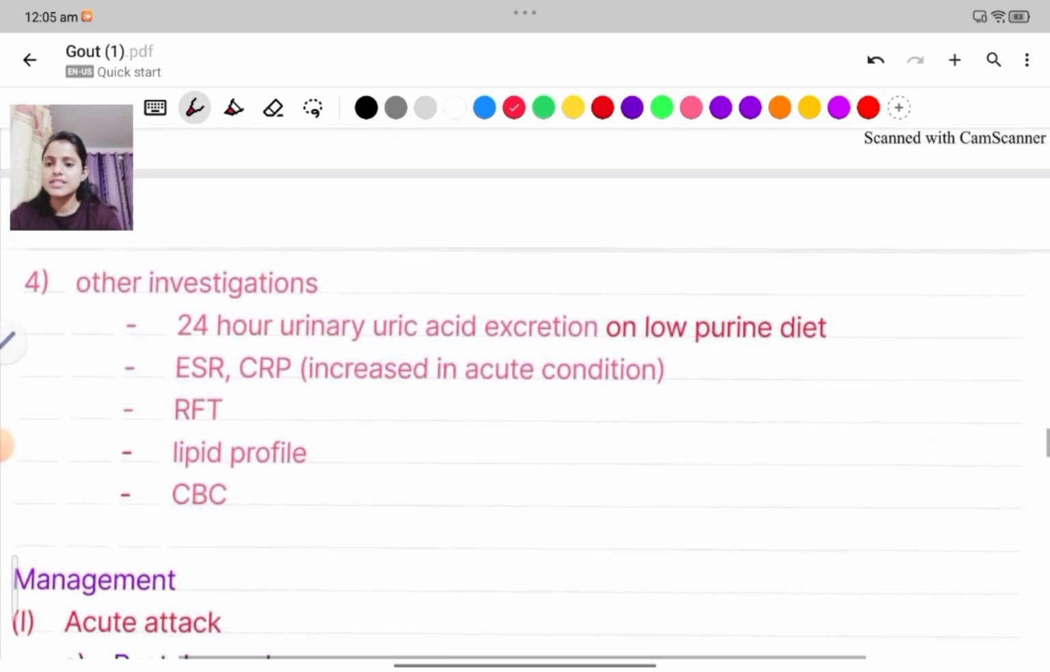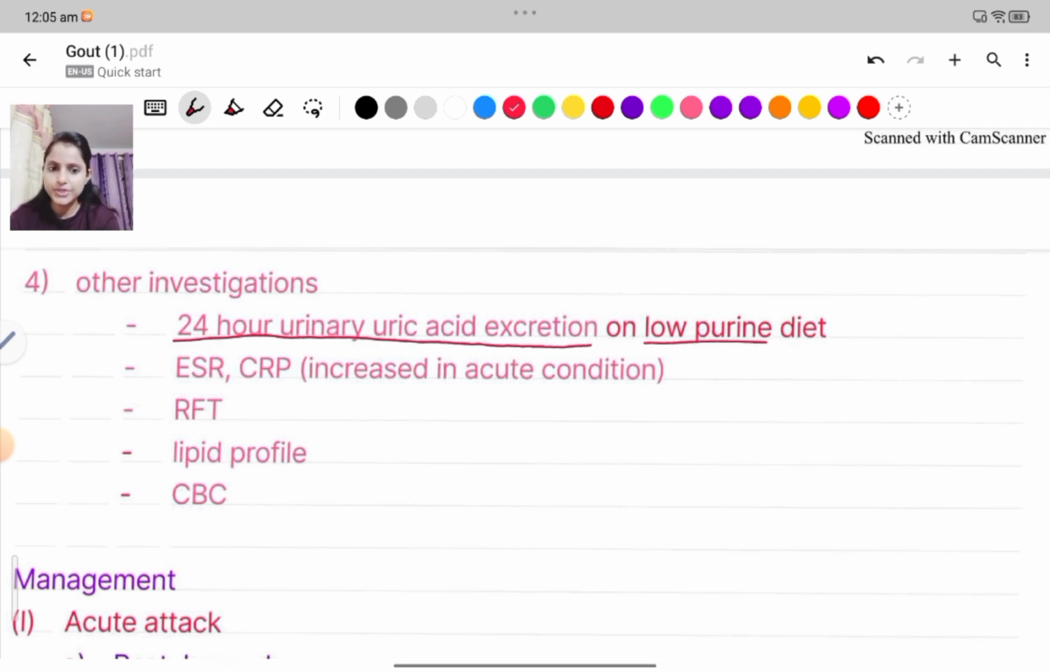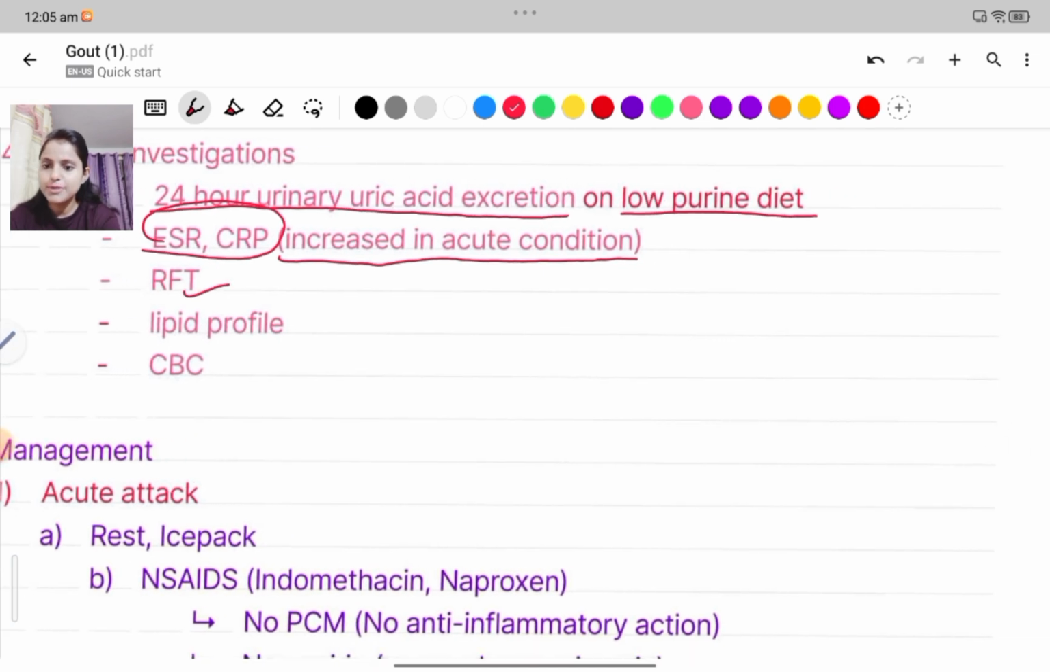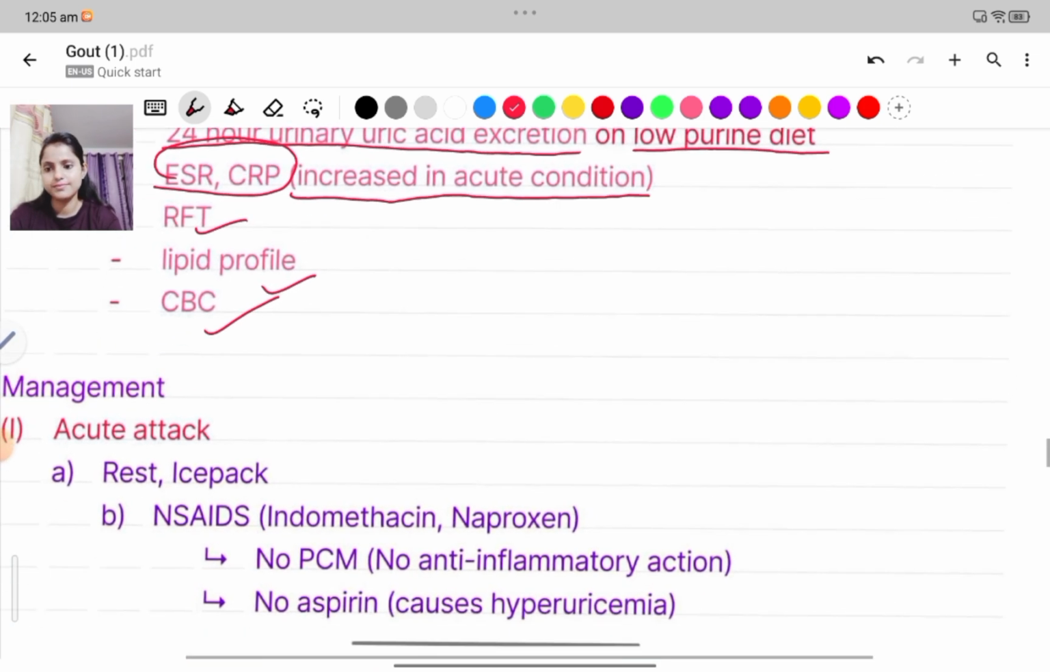The other investigations are 24-hour urinary uric acid excretion on a low purine diet. ESR and CRP are increased as it is an inflammatory condition, so they increase in the acute condition. Renal function test, lipid profile, and complete blood count.